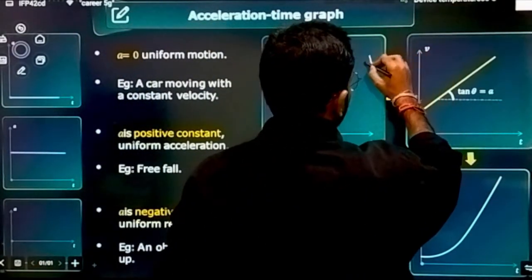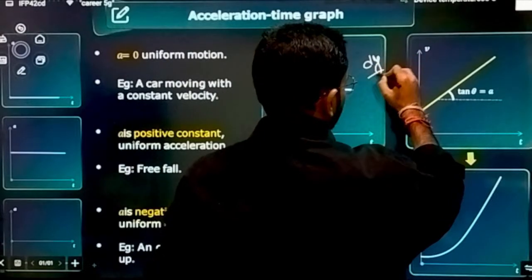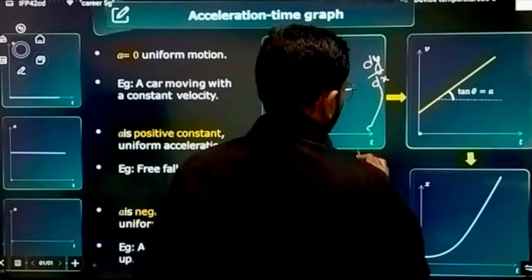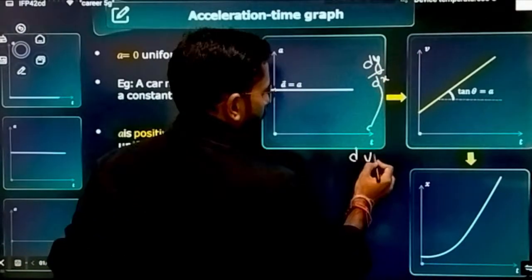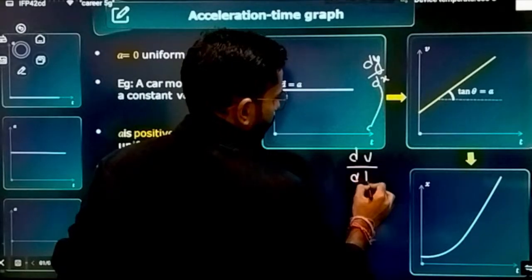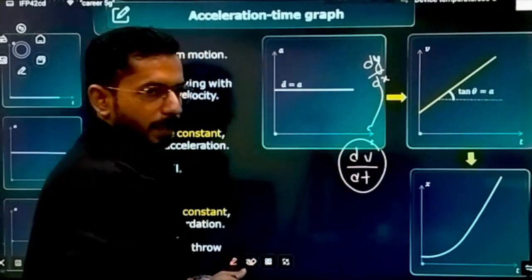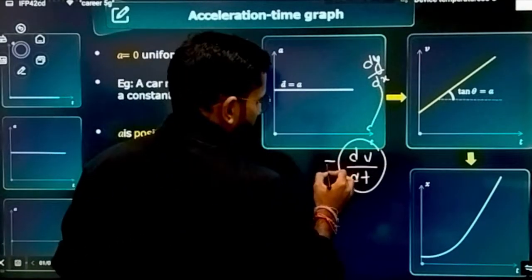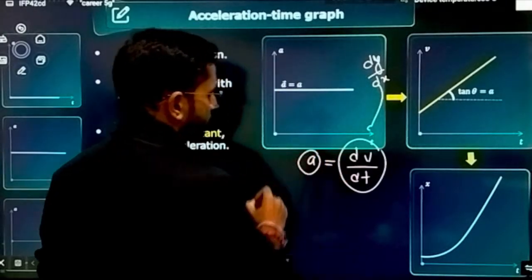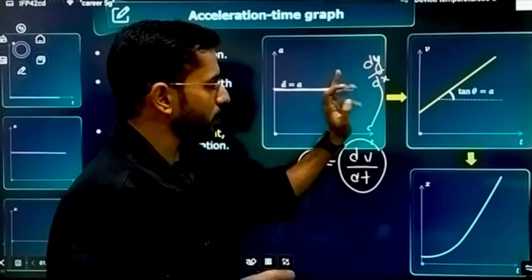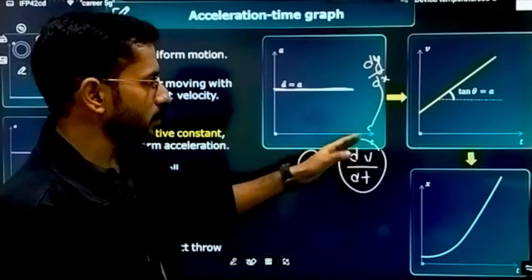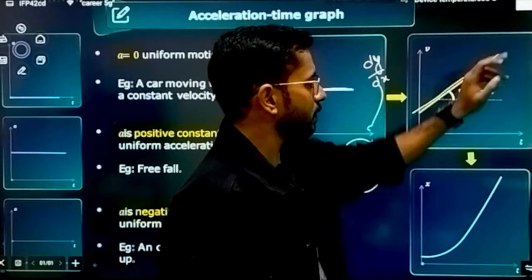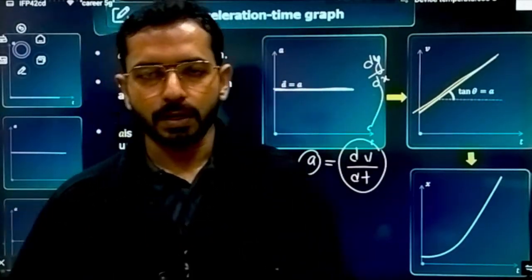Check out the velocity versus time graph ka slope. If you are writing in general, slope is what? dy by dx. Now check, what is the y-axis? It is velocity. What is the x-axis? It is time. That means it is going to give you what? dv by dt. Slope is going to give you dv by dt, and it is nothing but equal to acceleration. And here it is written that acceleration is constant. If acceleration is constant, that means this will be a straight line.